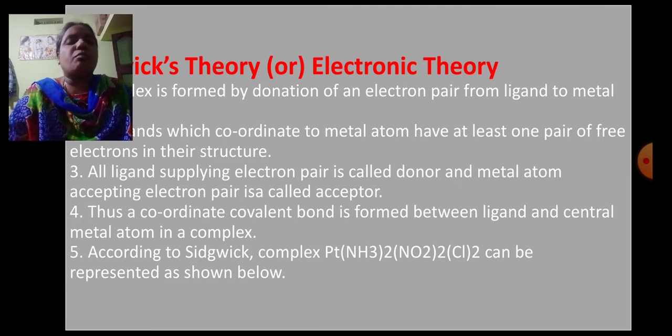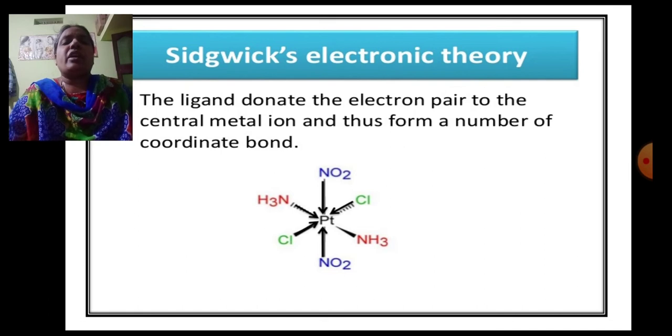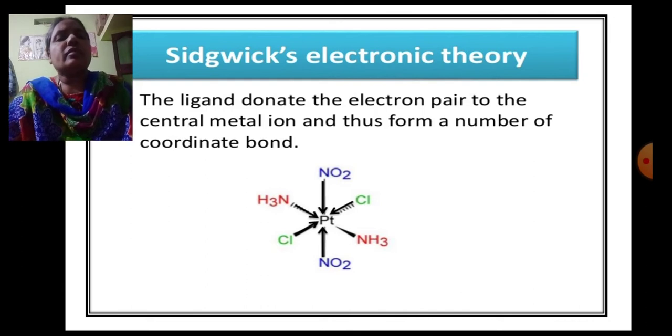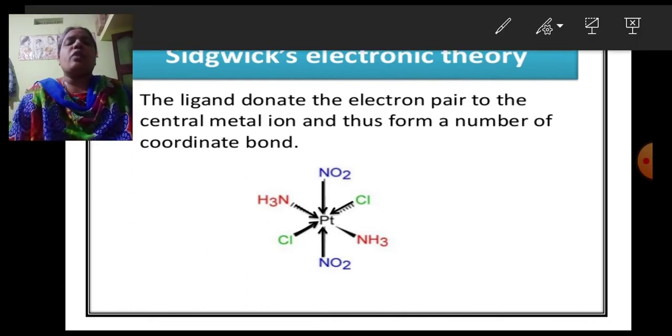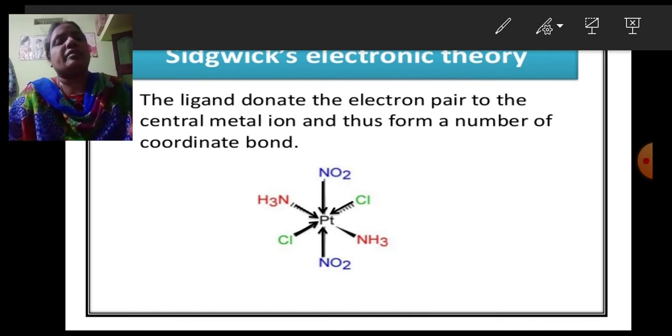If you take an example, the diammine dinitro dichloroplatinum complex. In the next slide, we observe a coordinate covalent bond between platinum and the ligands. Here the ligands nitro, chloro or ammine are donating electron pairs towards platinum. That is indicated by an arrow mark, arranged from the ligand to the metal or metal ion, that is platinum. So according to Sidgwick, a coordinate covalent bond exists in a complex.